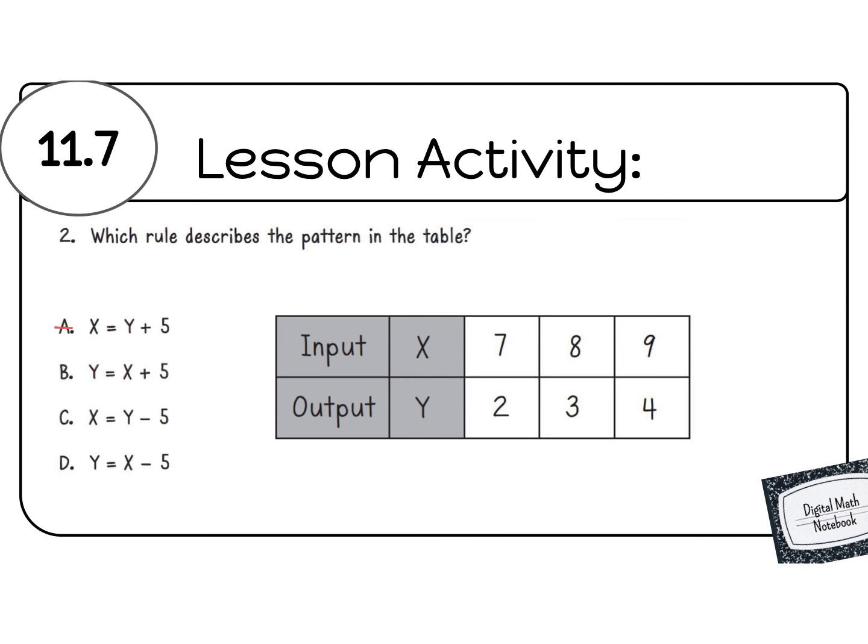So I know that it can't be A and it can't be B, because both of those are increasing because they have adding signs. We must be subtracting. So let's see. We have X, which is our 7. 7 minus, our rule looks like it's going to be a 5. Does that equal 2? Yes, it does. So we need the pattern where X comes first. So your job in your digital math notebook, I just gave you the hint, is to say whether the answer is C or D.